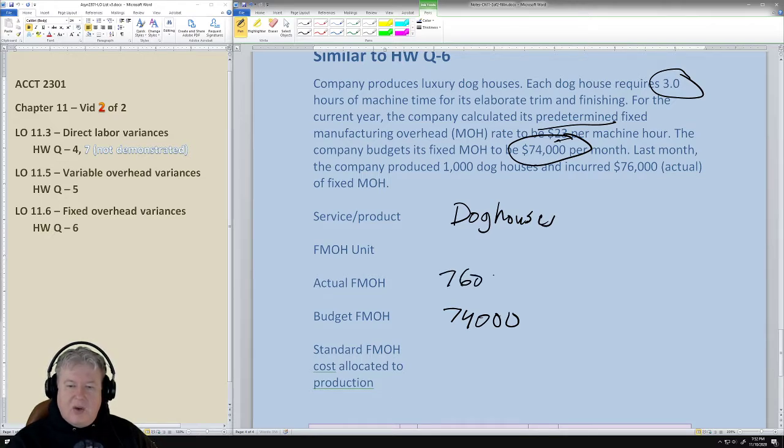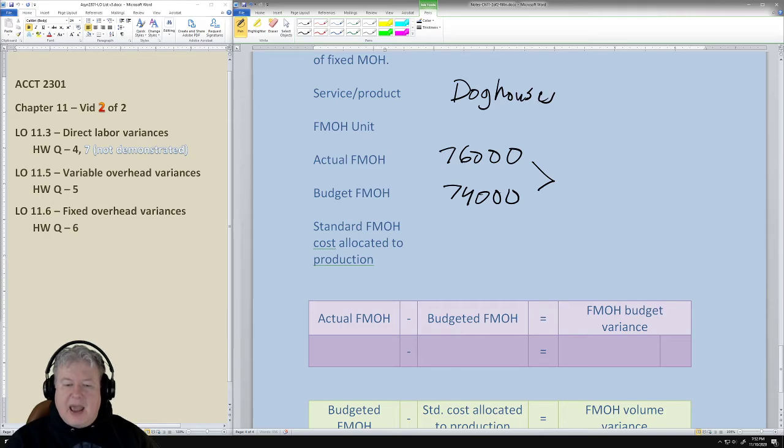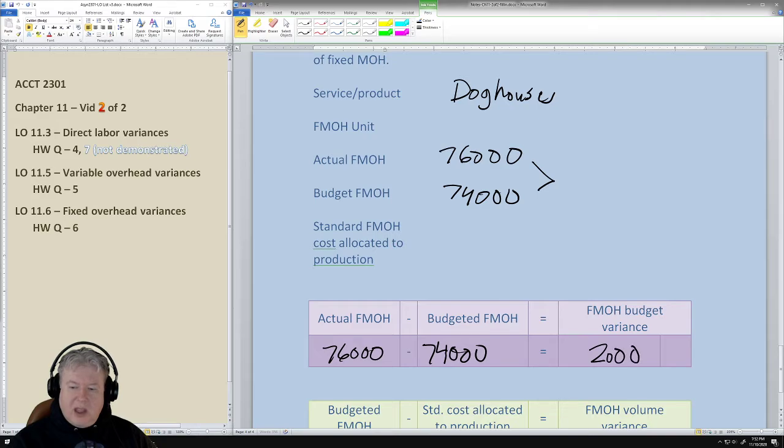Okay. Well, the actual and the budget, we can look at what's the difference in this. And that's the first thing, the budget variance. So the actual minus the budget is 2,000. And once again, the actual was more than the budget, so that's unfavorable.